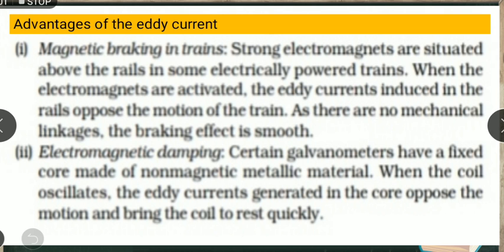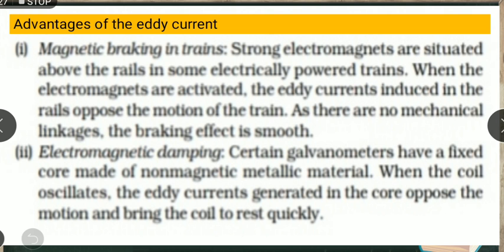So what happens, the electromagnets which are situated at the wheels, when the magnets are activated, the braking effect will be very smooth. So the eddy current will be produced on the wheels.